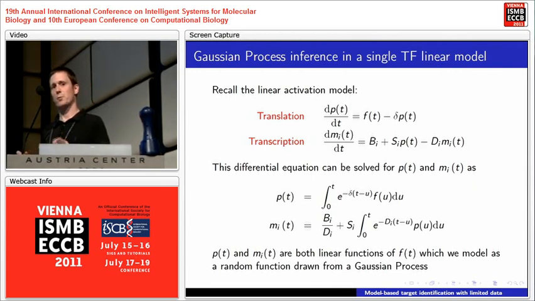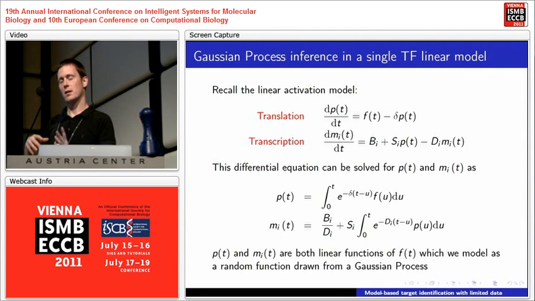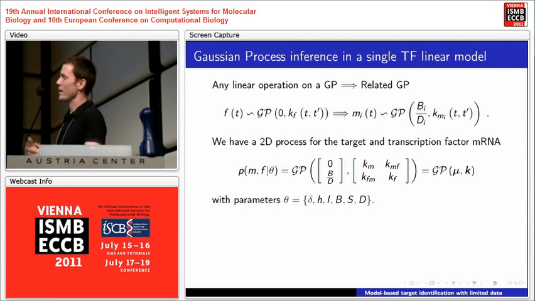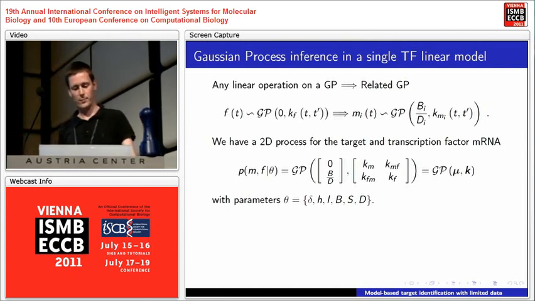And if you have a Gaussian distribution, if you add up a bunch of Gaussian variables, you get another Gaussian distribution. And it's the same with Gaussian processes. So if I add up a bunch of Gaussian processes, I get another Gaussian process. This is a math slide. Okay. So if I assume that my input mRNA of the transcription factor is drawn from a Gaussian process, then it turns out that the target mRNA after the translation and the transcription stage is also drawn from a Gaussian process, and I can work out what the mean and the covariance function of that Gaussian process is. And it's a function that depends on the parameters of the regulation model, the decays and so on.